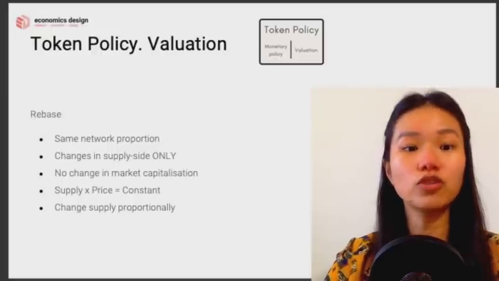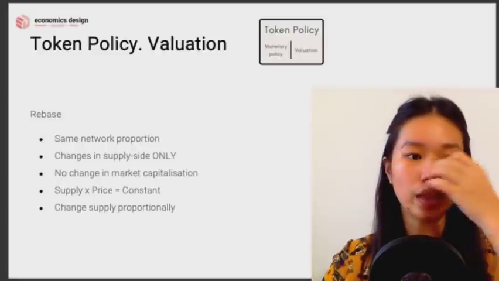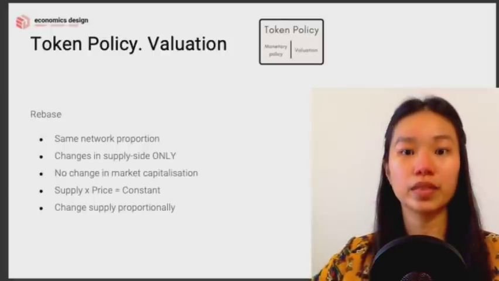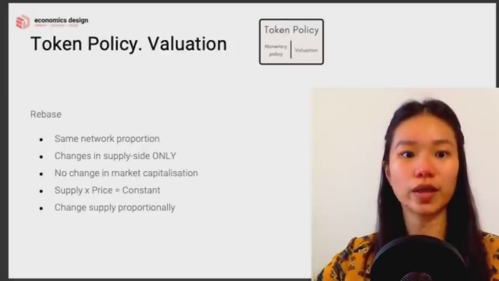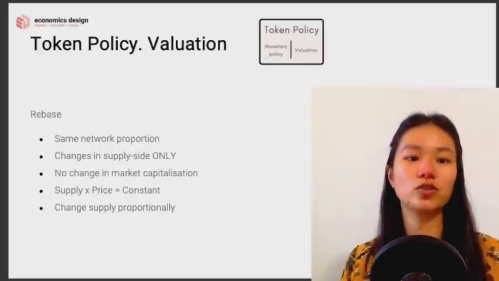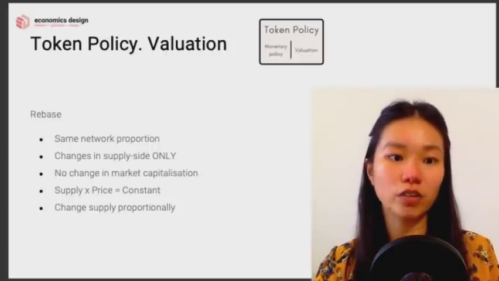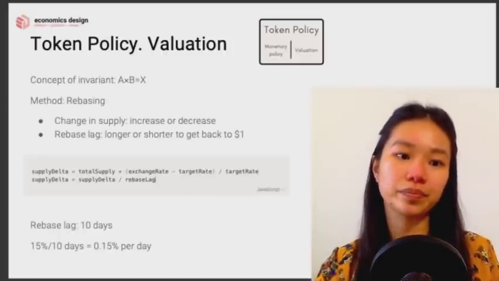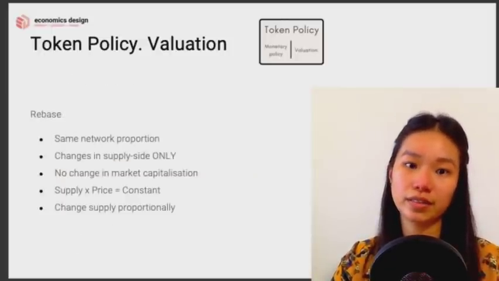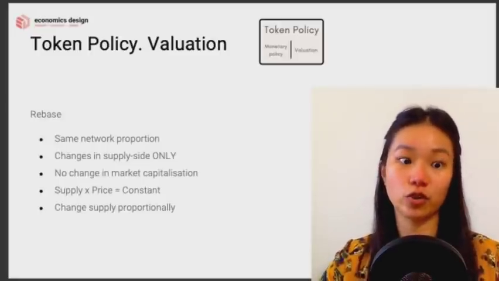The demand side is really dependent on people's behaviors, just like in economics, just like in monetary policy for USD. There is no change in market capitalization in general during that short period of time, because when prices increase, they just increase the total supply of tokens so that prices will go back to $1. It's also important to remember that the change in supply is proportional, because of the constant we talked about, the invariant. So if your wallet is 10% of the network, then your supply will increase or decrease according to 10% of the entire total supply of tokens in the network.